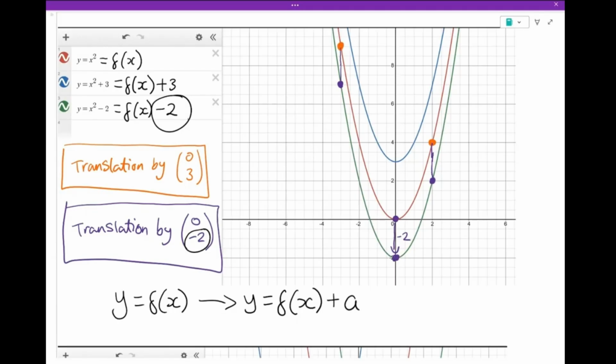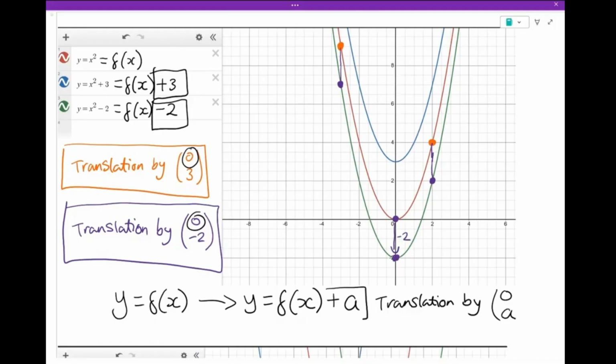For my blue curve, it was this value here. For my green curve, it was this value here. Well, this represents a transformation, which is a translation by, and we would describe our translation with a vector. If we look at the two vectors I've written out, our horizontal component was 0 in both cases, and then our vertical component was a non-zero number, which I'm going to call a, because it was this value here being added onto the function each time, which ended up being my vertical component.